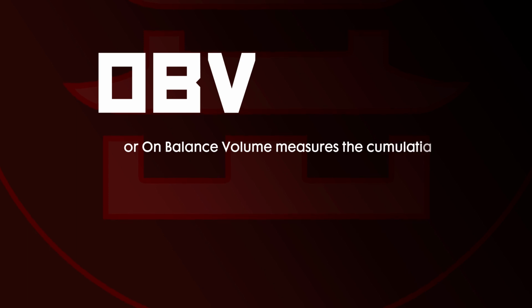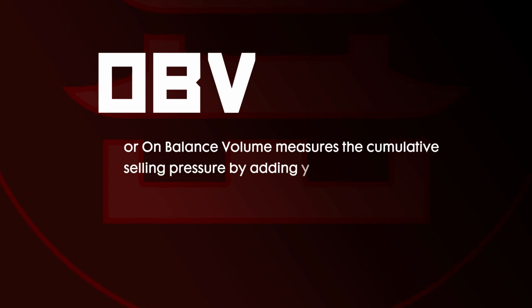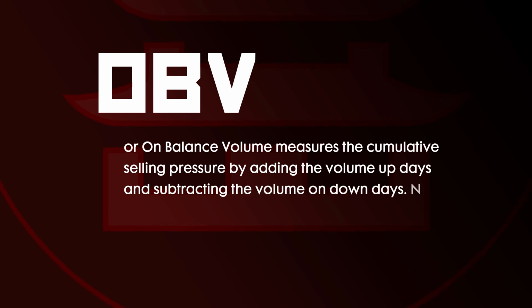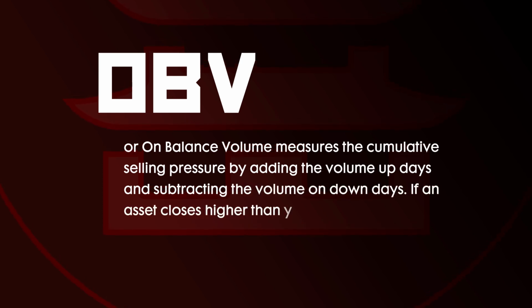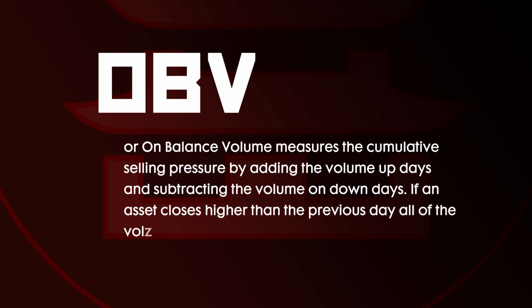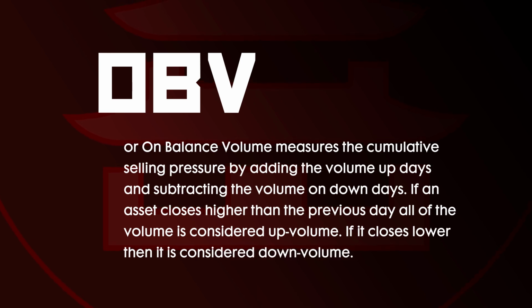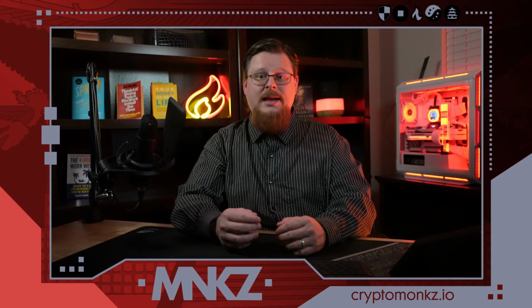OBV, or on-balance volume, measures the cumulative buying and selling pressure by adding the volume on up days and subtracting the volume on down days. If an asset closes higher than the previous day, all of the volume is considered up volume. If it closes lower, then it is considered down volume. It can be helpful with spotting and confirming trends of the underlying asset.